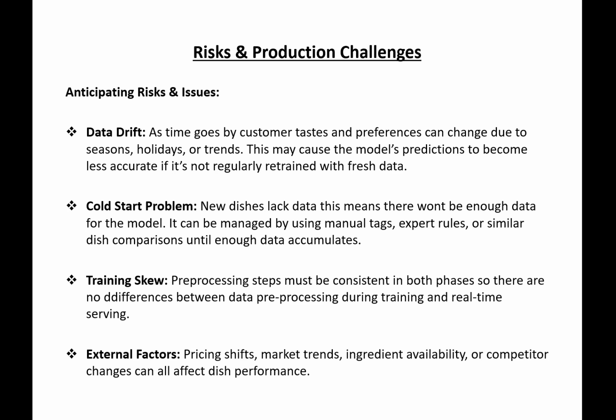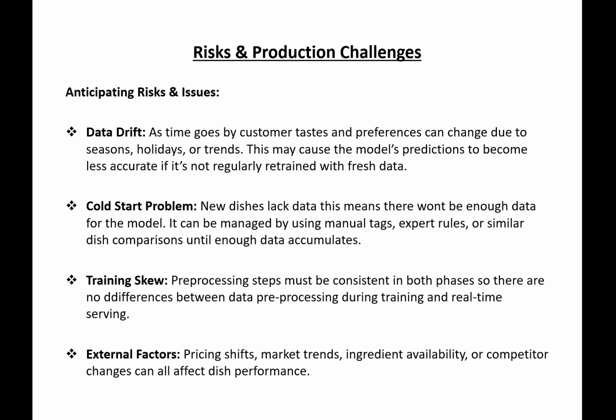So the risks and production challenges. What are the anticipated risks and issues? So first we'll talk about data drift. As time goes by, the customers may change their taste. They may prefer a certain food or another food. It can also be used in different aspects. For example, in holidays, based on the season, the different trends, people prefer different kinds of foods.